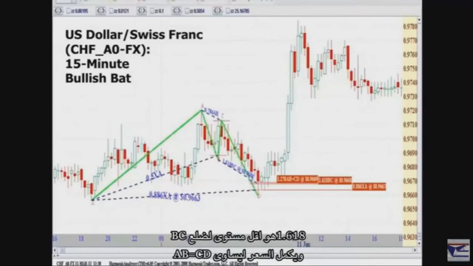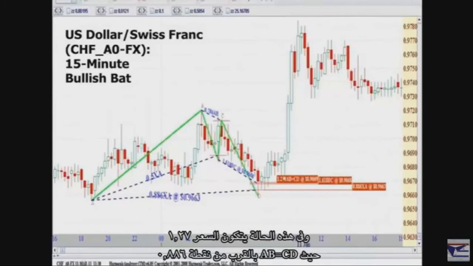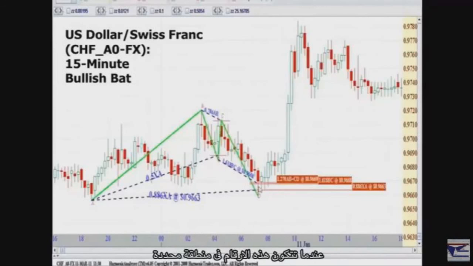The 1.618, that's our minimum BC level. That complements the extended AB equals CD, and in this case, it's a 127 AB equals CD. And here's the 886. So these three numbers come together in a tight area, 6 pips, to define the proper execution zone.